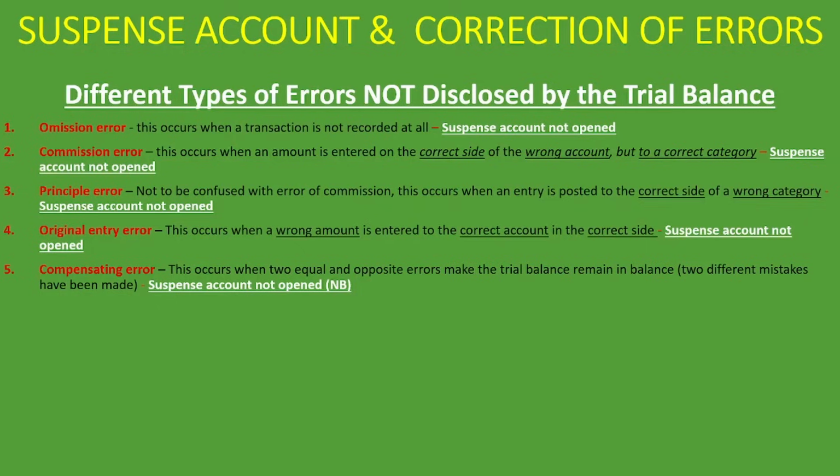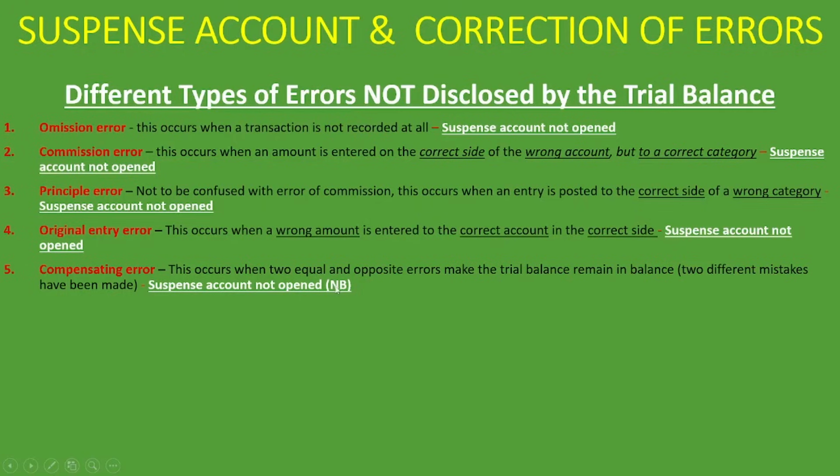This occurs when two equal and opposite errors make the trial balance remain in balance. All right, what does that mean? It means that two different mistakes have been made. So we made two different mistakes that may not be related, but that means that our trial balance will still balance. Okay, so that means if we've made a mistake of 300 Rand on the credit side, we've made a similar mistake on the debit side as well, a mistake of 300 Rand, even though they may not be related at all. That means that the trial balance will still balance even though we may not be aware of this mistake.